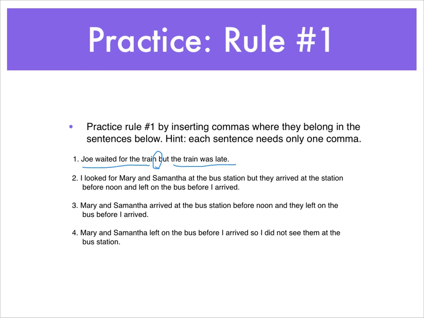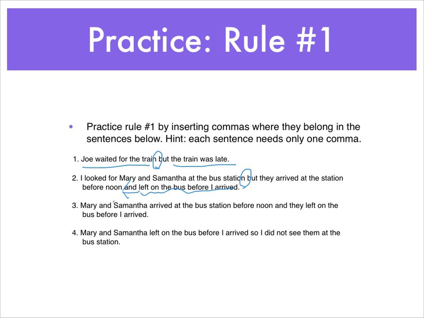In number 2, I looked for Mary and Samantha at the bus station, comma, but they arrived at the station before noon and left on the bus before I arrived. Notice I have a fanboy here, but I don't have a complete thought after it. That's a fragment. So I would not use a comma before that and. I would leave that alone.